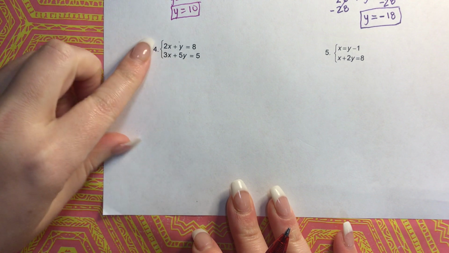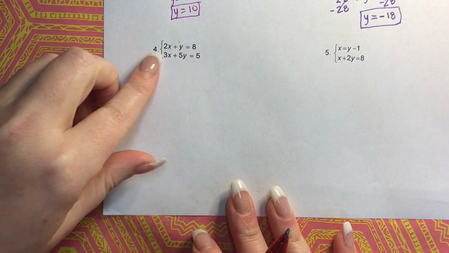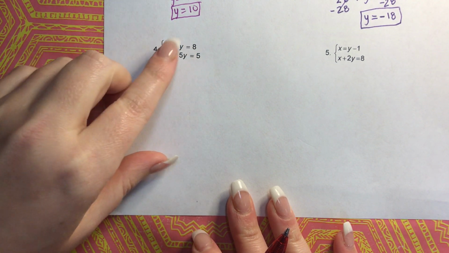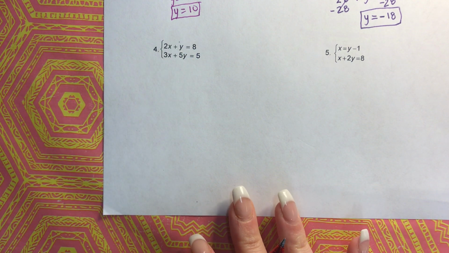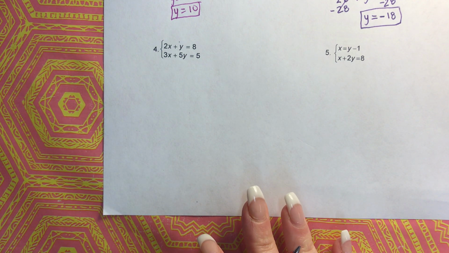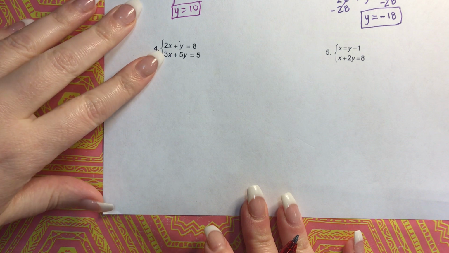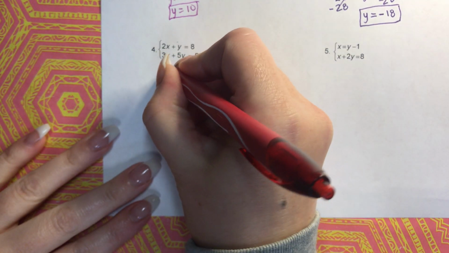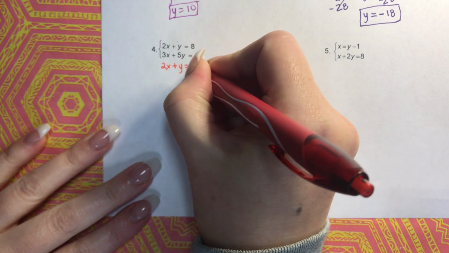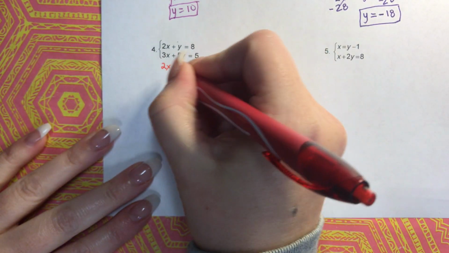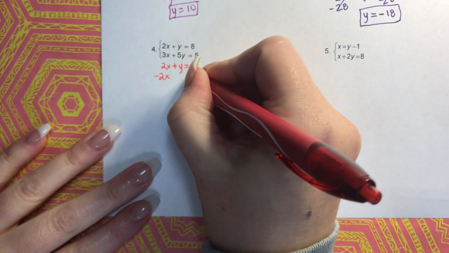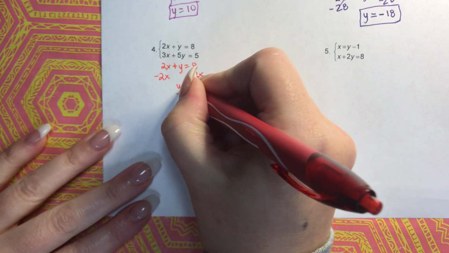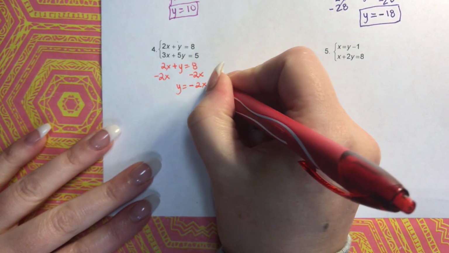I mean, I could do elimination if I take this top one and multiply it by, you know, like -5, then that would cancel it out pretty easy. So that would be another way of doing it, but I think I'll just use substitution. So I'm going to take this 2x plus y equals 8 and solve it for y. Okay, that's going to leave me with this.